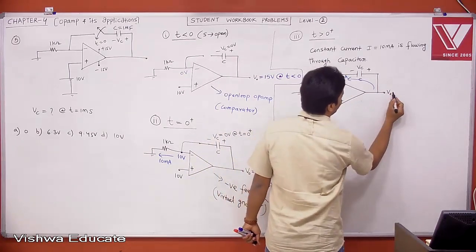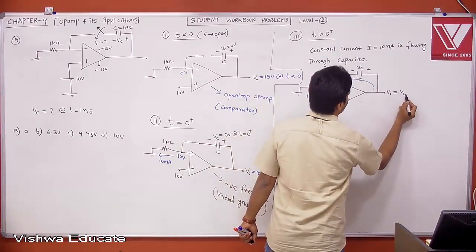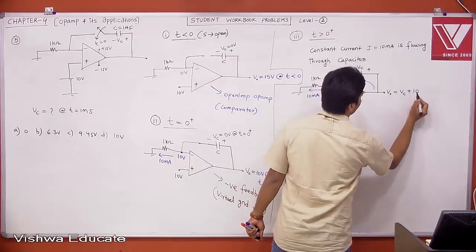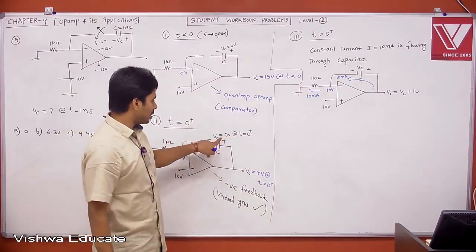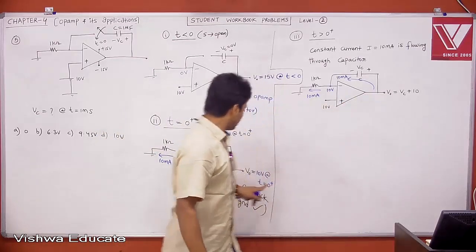If you apply KVL, what is V0? V0 is equal to the voltage across the capacitor Vc plus the voltage at this node, that is 10. Vc plus 10, that is your voltage. At a time t equal to 0 plus, what is the voltage across the capacitor? 0. Therefore, 0 plus 10, that is 10.